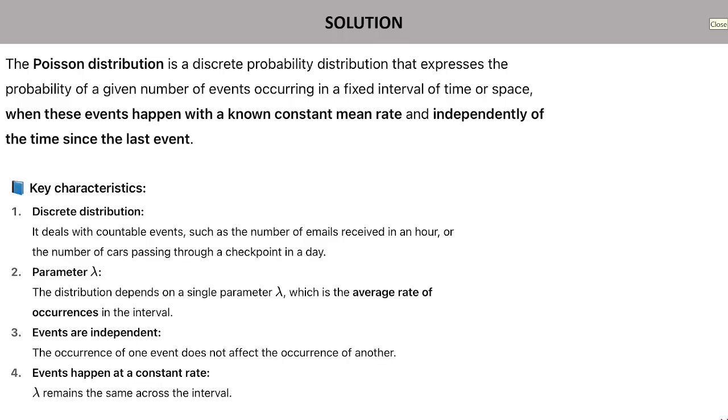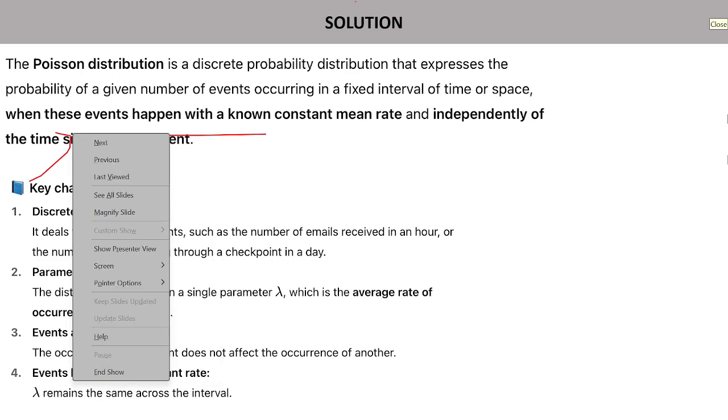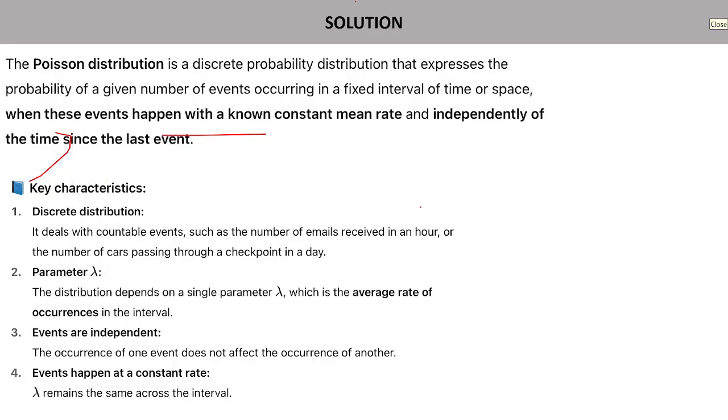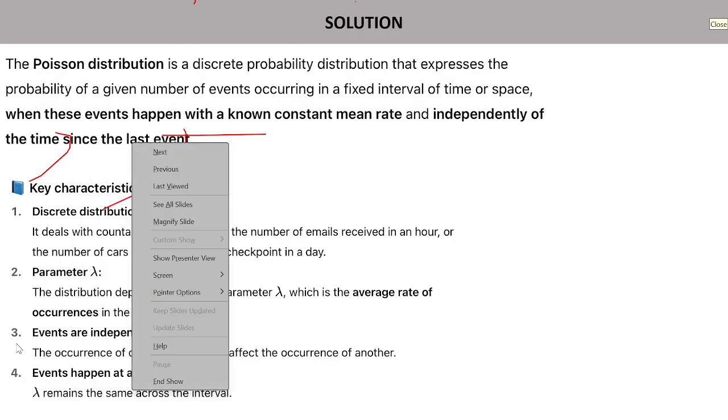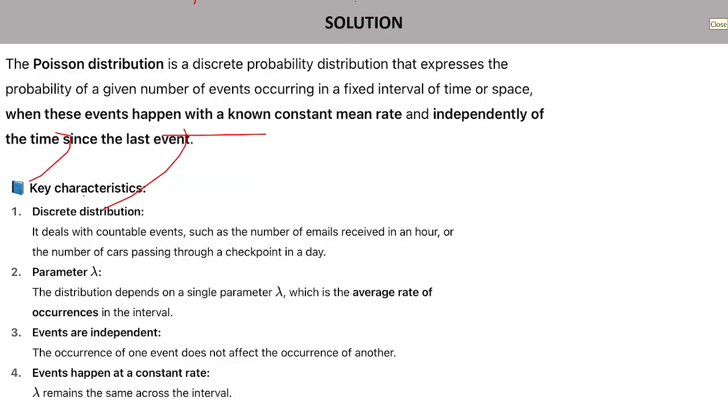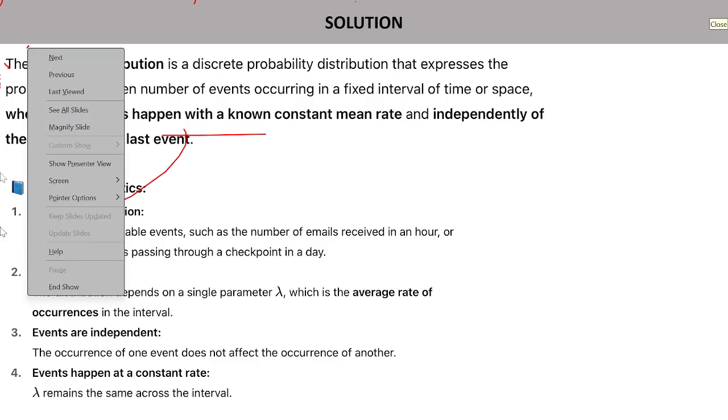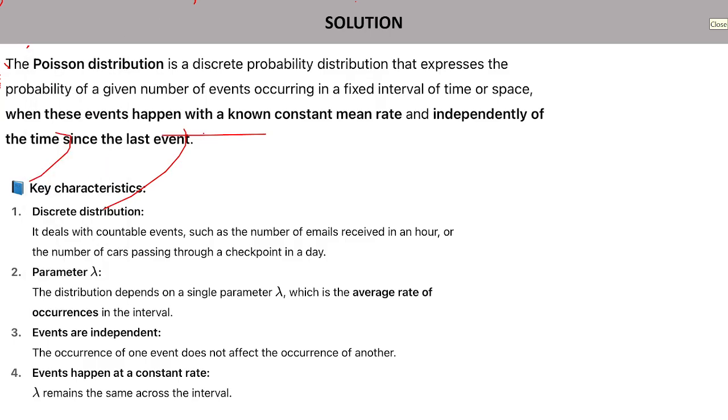So now, what are the key characteristics of this distribution? First, it is a discrete distribution. That means it deals with countable events, such as the number of emails received in an hour or the number of cars passing through a checkpoint in a day. These you can count, so they will always be discrete events.